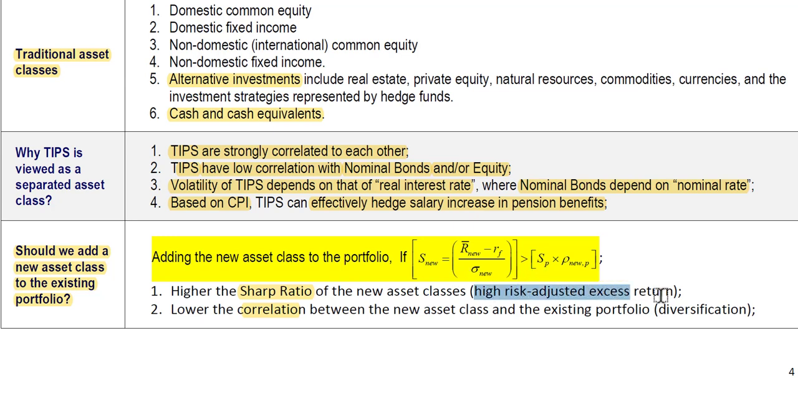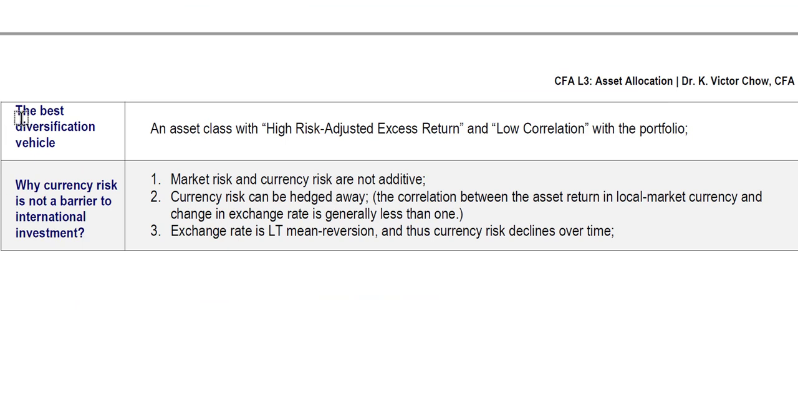So risk adjusted excess return and diversification, there are two effects we need to consider simultaneously. In summary, the best performance vehicle, I probably wanted to say the best performance vehicle, that vehicle is an asset class. The asset class that has a higher risk adjusted excess return, I mean high Sharpe ratio with low correlation with the existing portfolio. This will provide you the best performance of your portfolio.